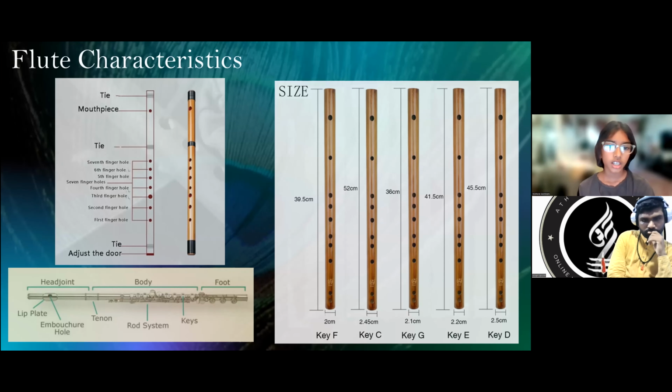Flute characteristics. There are several types of flutes. Some come in wood and some come in metal. There are different sizes and pitches, for example, the key of F, key of C, key of G, key of E, and key of D.